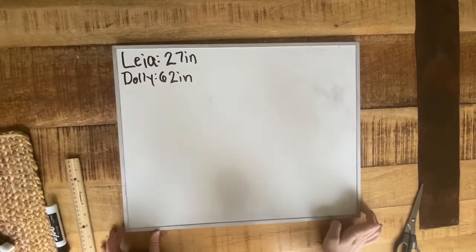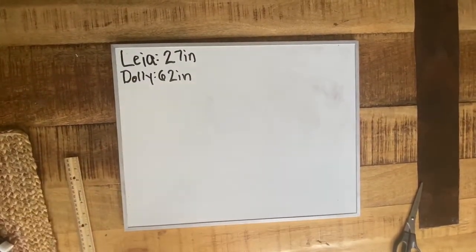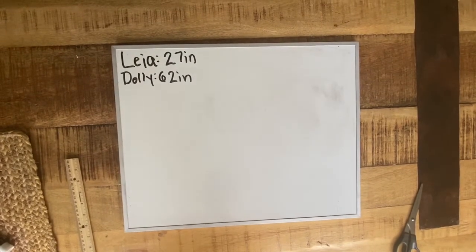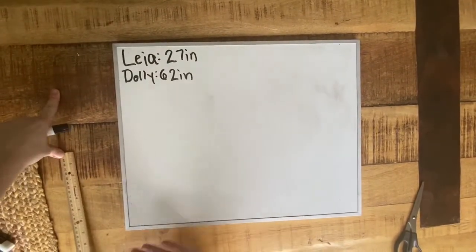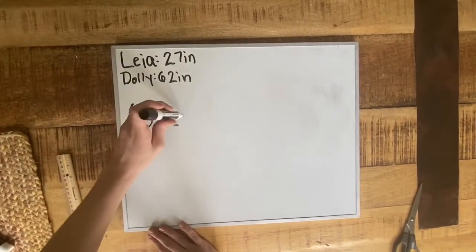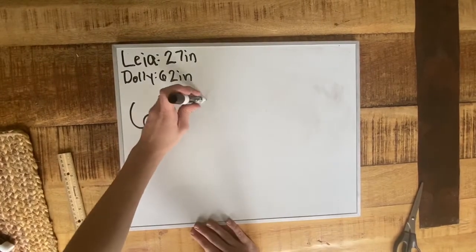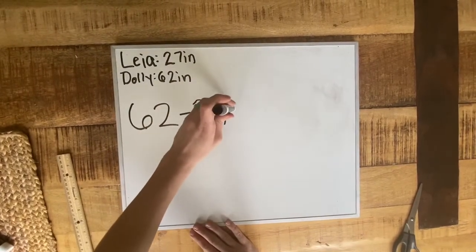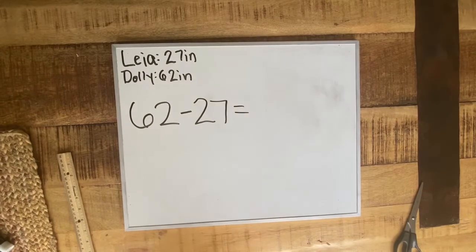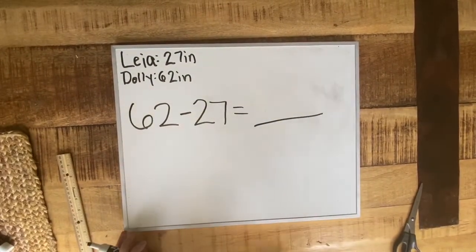So I am going to measure the actual strings to check this, but first I wanted to solve it with an equation. So we said if we took away the 27 inches that they both have, Dolly and Leia both have a 27-inch piece, but Dolly's keeps going. So we're going to take away that 27. Now, we're trying to figure out how much longer Dolly is than Leia.